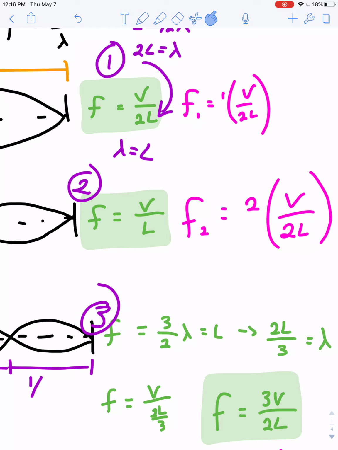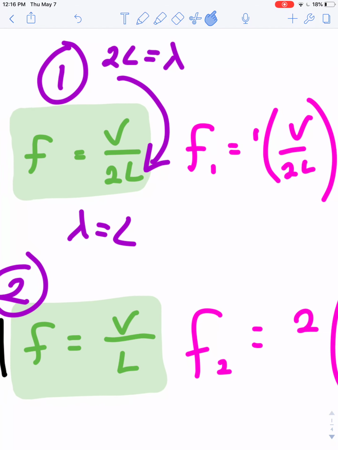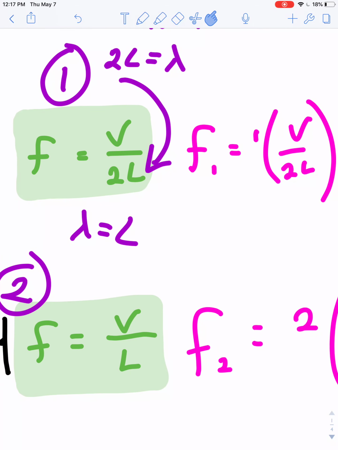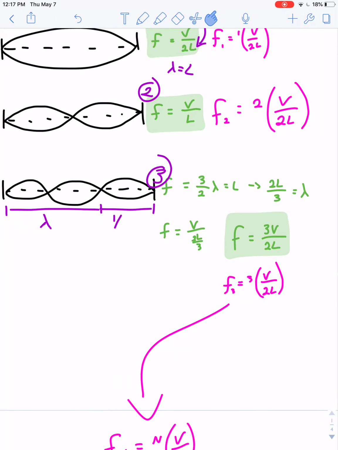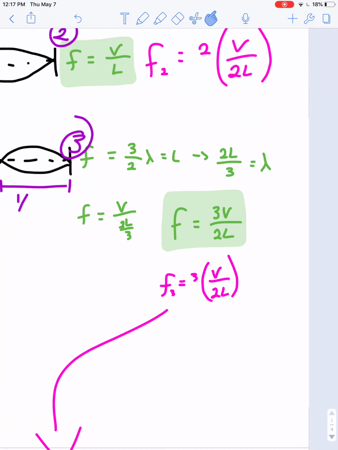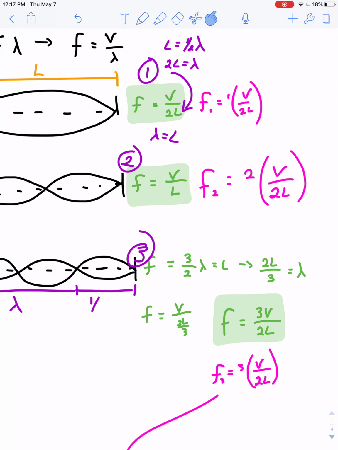So what we can do here is rearrange these green equations, as we did in the pink, and we're going to see a pattern. In the first one, if we rearrange this as pink, this is frequency 1 times 1 times velocity over 2L. Number 2 is 2 times V over 2L. And our third one is 3 times V over 2L. So they all have the same pattern.